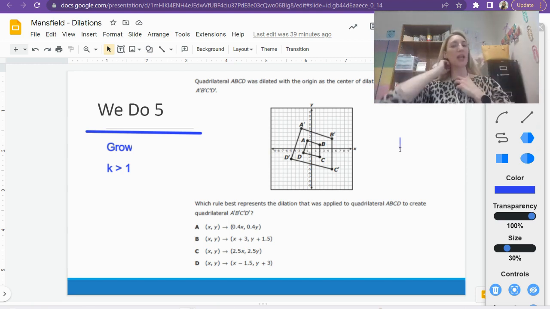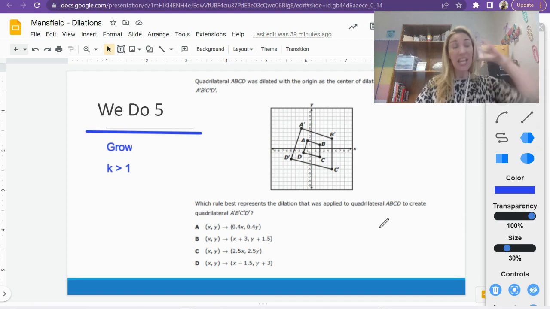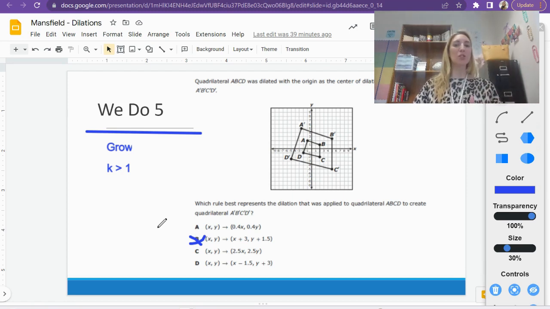So here we go. Letter A. Is it multiplying? Yes. Is it the same number? Yes. Keep it over there. Letter B. Is it multiplying? No, it's not. It says x plus 3. That's not multiplication. I know it's not B. Letter C, 2.5x, 2.5y. Is it multiplying? Yes. Is it the same number? Yes. Keep it over there. Letter D, x minus 1.5, y plus 3. Is it multiplying? No, it's not. Cancel D. Now we're only between two.